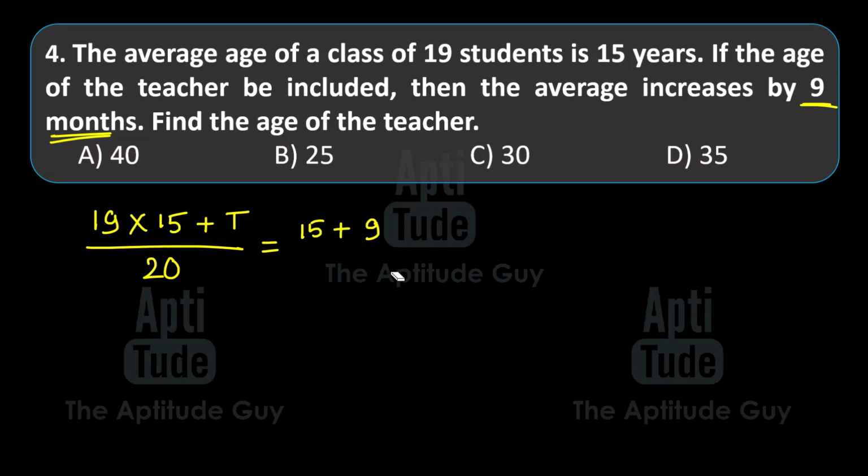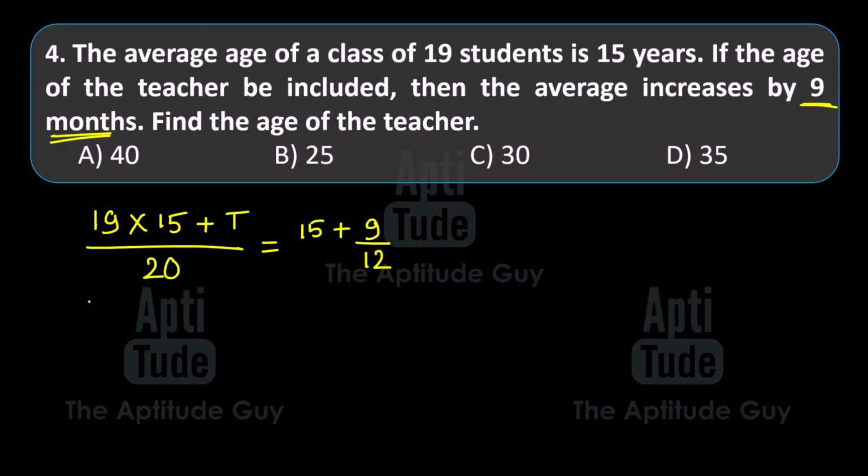If you leave it like this, then the teacher will be more than 200, 300 years old. What is the mistake in this? 15 is in years, 9 is in months. So you need to convert the months into years. How to convert the months into years? We divide it by 12. That's it. Now let us solve for t.